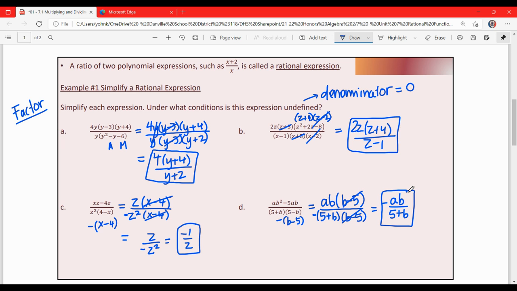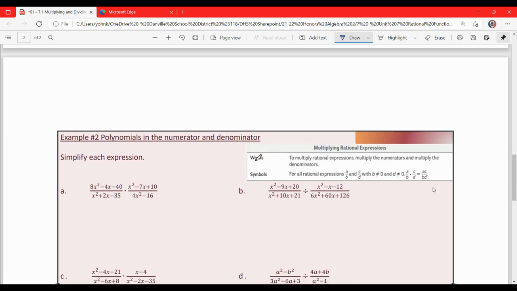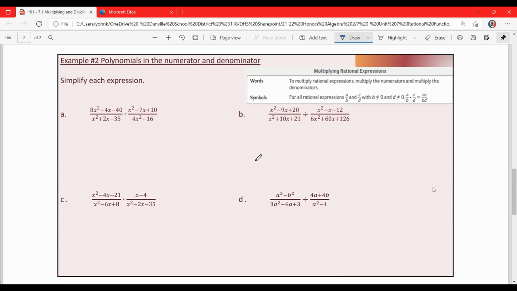All right, so that is how you simplify rational expressions, something that you're going to do at the end of every problem. Let's see what it looks like to multiply and divide. So in the top corner here, I have a box that helps you remember how to multiply rational expressions.